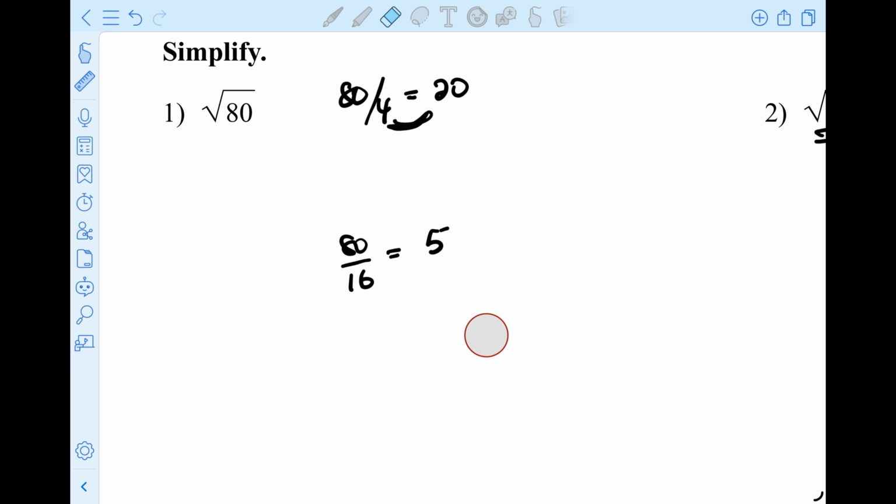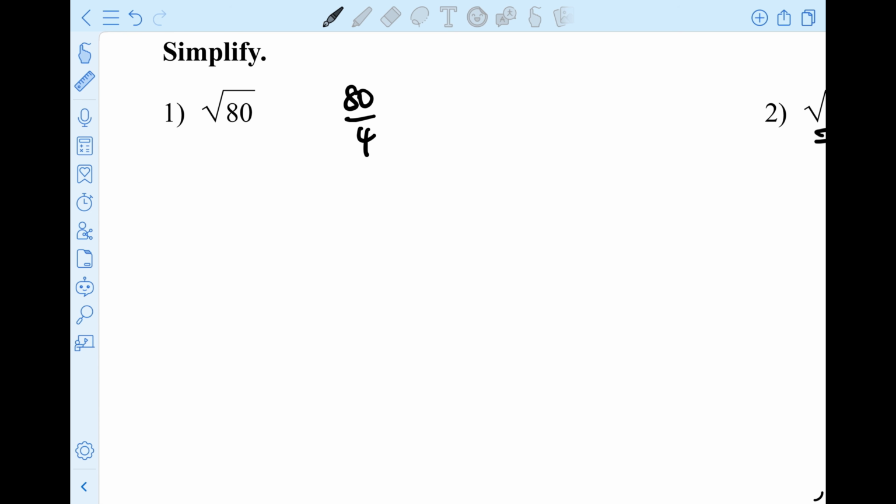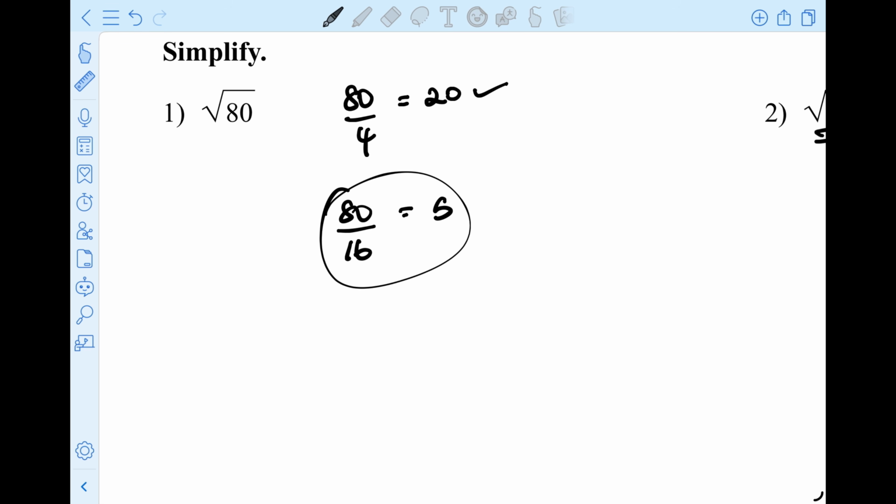So technically, we have two perfect squares. And as we discussed before, with these two perfect squares being 4 and 16, we're going to use the biggest perfect square. Okay? So let me write this out for you here so that it's there. So 80 divided by 4, and we know that that worked. That gave us 20. And 80 divided by 16, that worked, right? And that gave us 5. But we're going to use this one because this is the largest one.